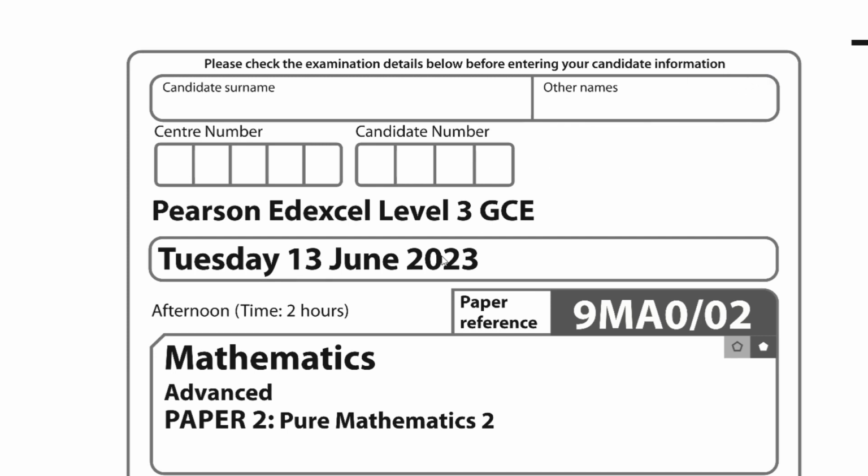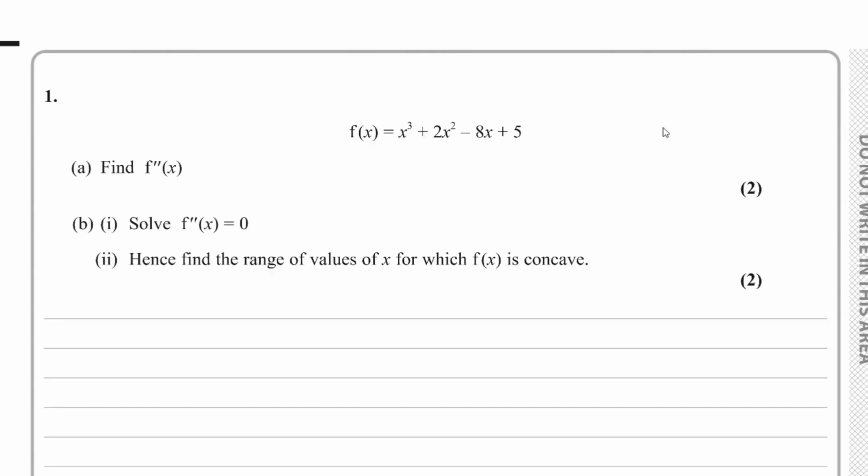This is the EdExcel A-Level Maths Paper 2 from the 2023 series. Question number 1. f of x is equal to x cubed plus 2x squared subtract 8x plus 5. For part A, we have to find f double dash of x.